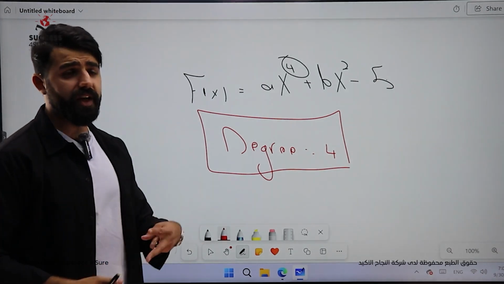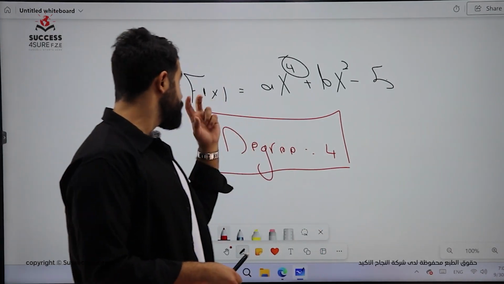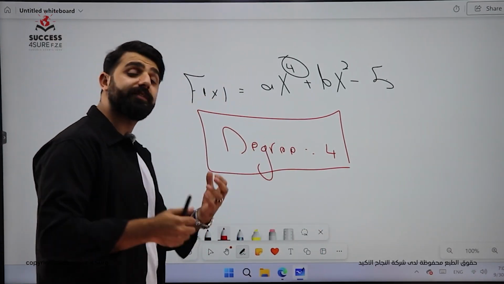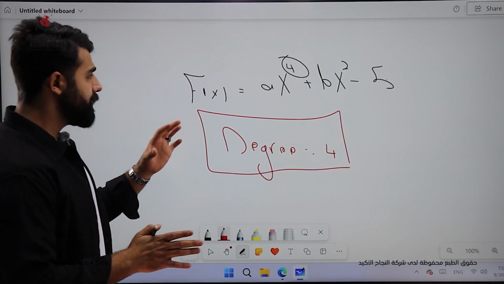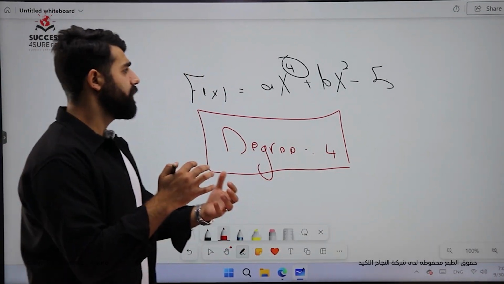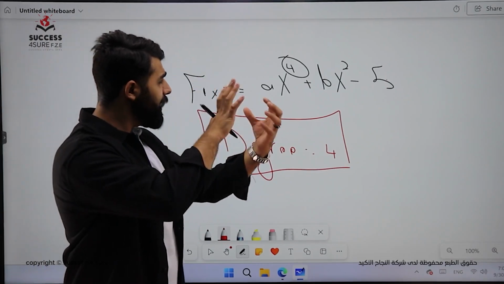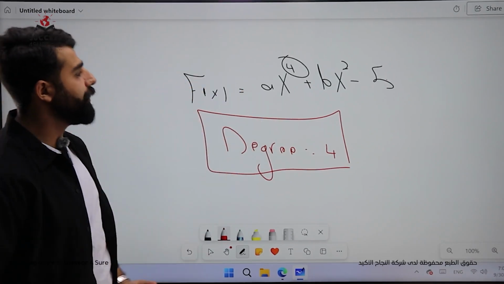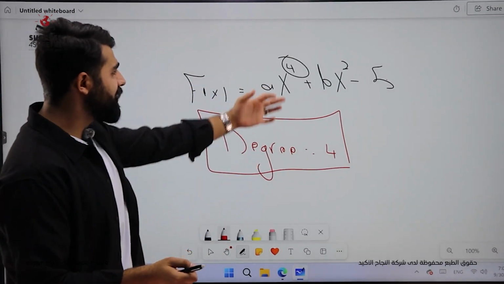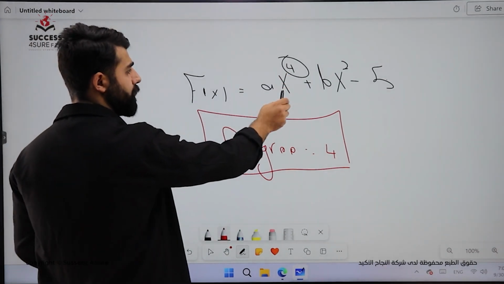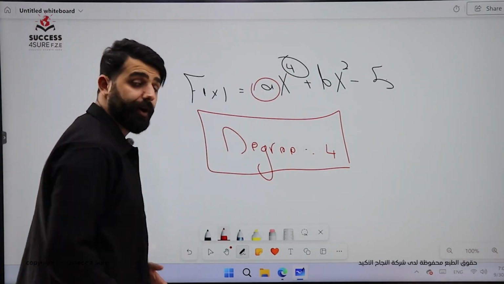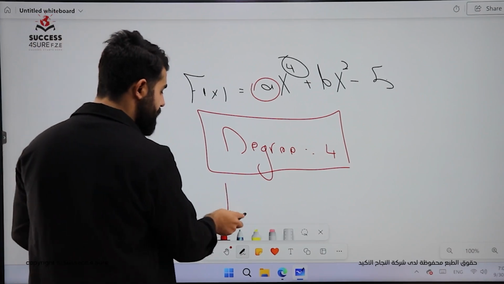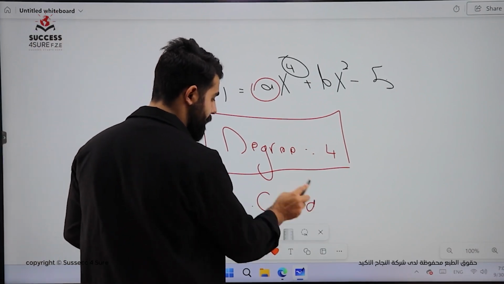Now, the second thing that you have to know about the polynomial function is something we call the leading coefficient. The leading coefficient is the factor of the term that has the highest power. Here, what is the largest power? It's 4 for the symbol x. Now, what is the number behind x? That's a. All right? So the leading coefficient equals a.